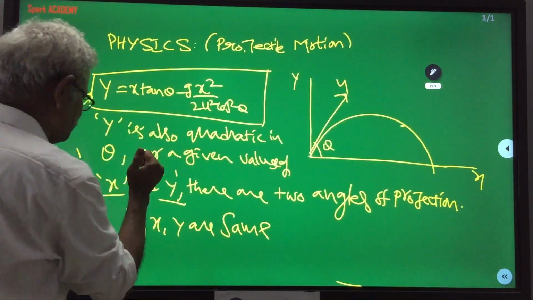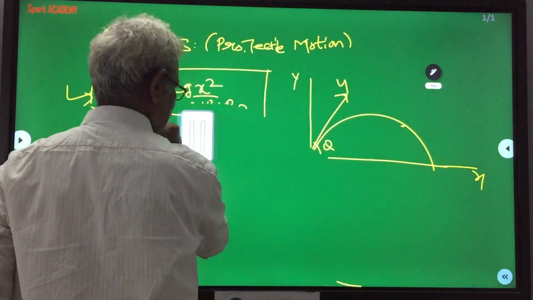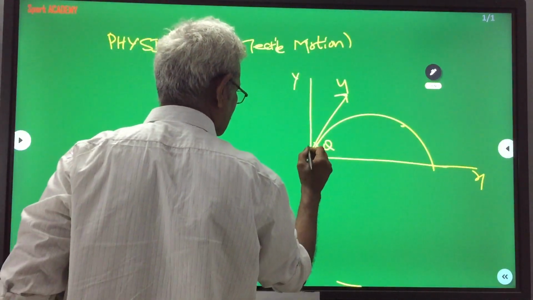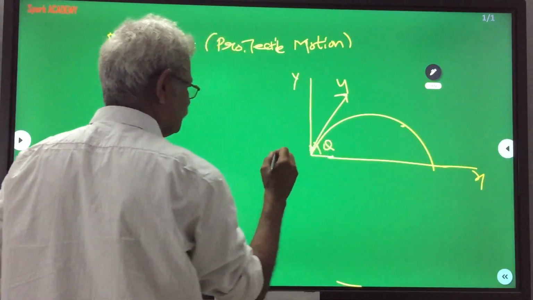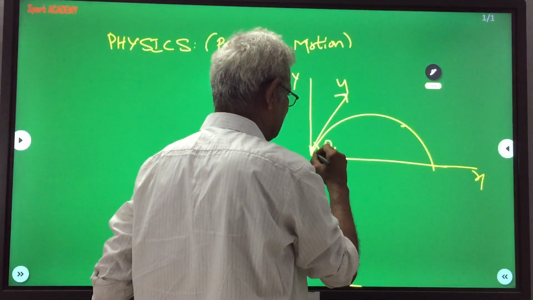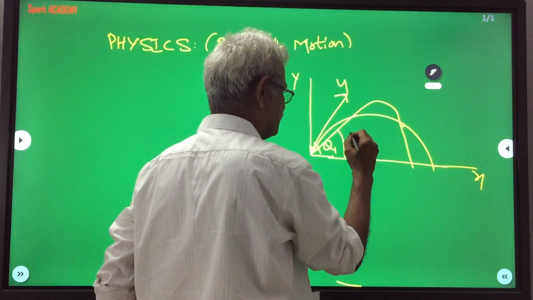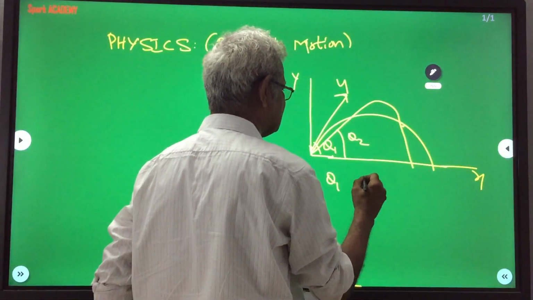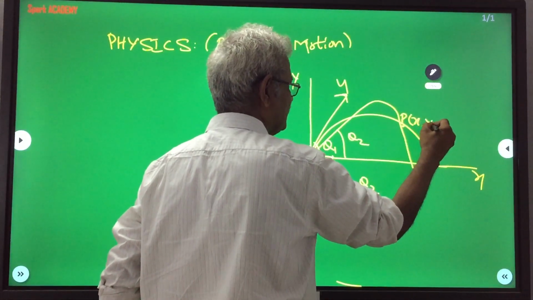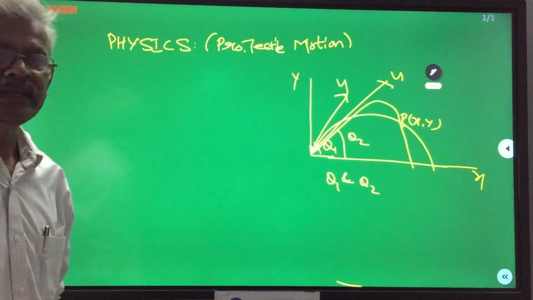Understood? Now I will explain this point. So what does this mean? It means u is the same, y is the same. If you take this as theta 1, and take another angle, it will also come like this. What is this angle of projection? Theta 2. So there are two angles, theta 1 and theta 2, for which the point of intersection x, y is the same. Both are projected with what speed? u. That is this meaning.